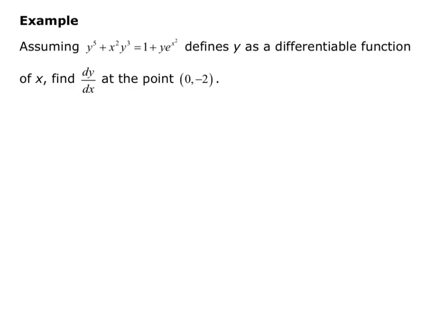Example: assuming y to the fifth plus x squared y cubed equals 1 plus y e to the x squared defines y as a differentiable function of x, find dy/dx at the point (0, -2).